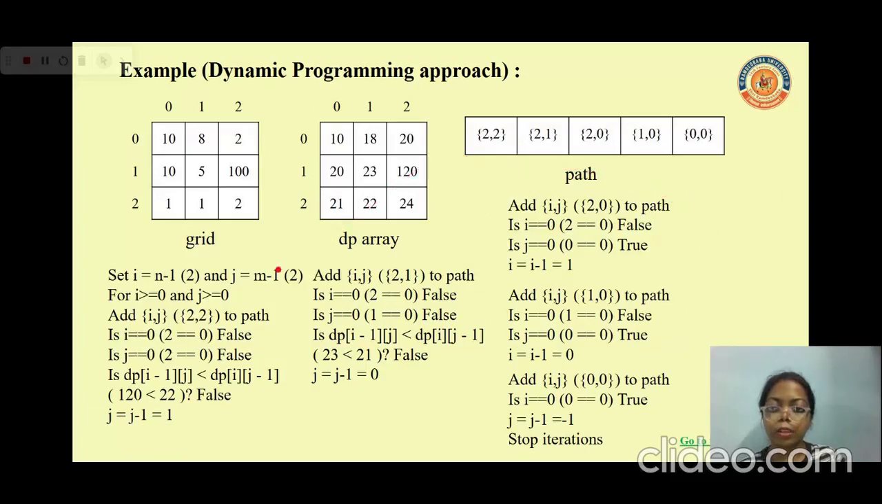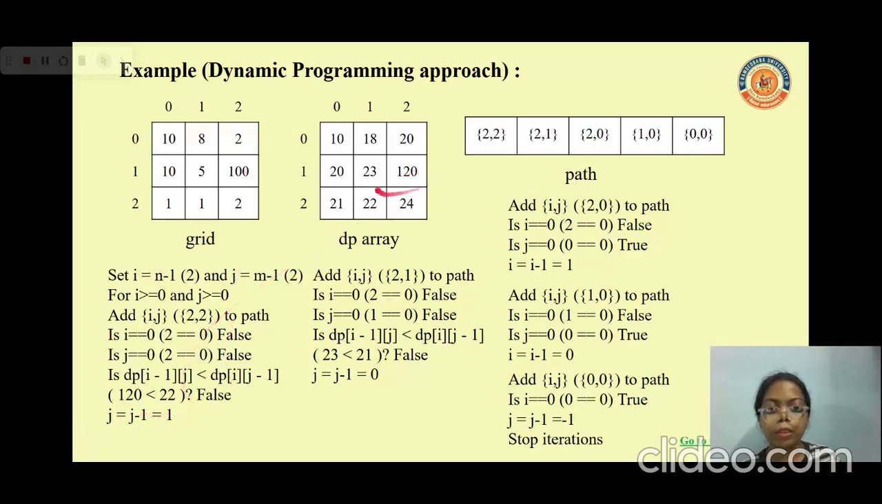For reconstruction of the path, I am starting from the bottommost value. So I have added 2, 2, the bottommost value, to the path, as you can see here. Then I will check: is it the 0th row or column? It is false for now, and I will compare the top value and the left value.